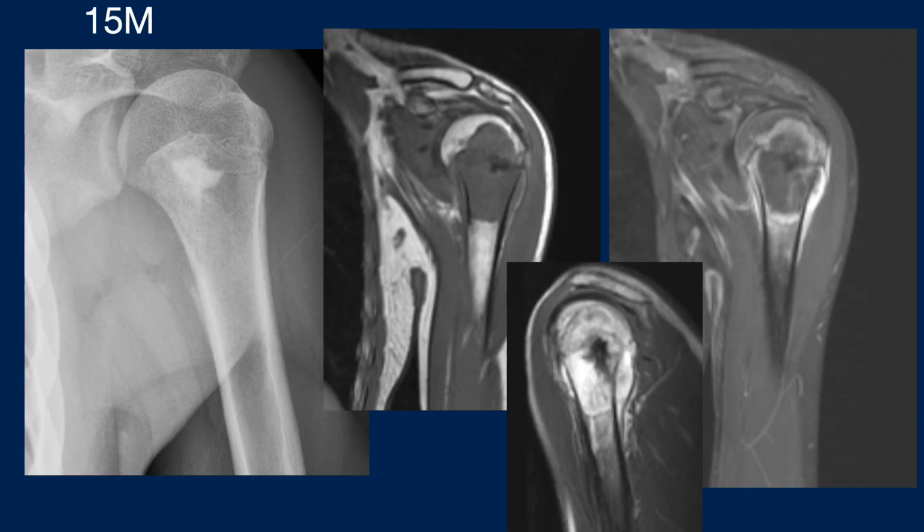Case number 6. The proximal humeral lesion shows a focus of sclerosis, and if you look closely, I think I see a Codman Triangle. Here the MRI shows the extent of the lesion. Case number 7.